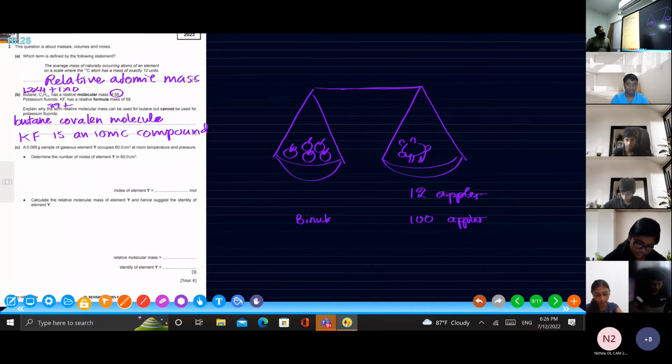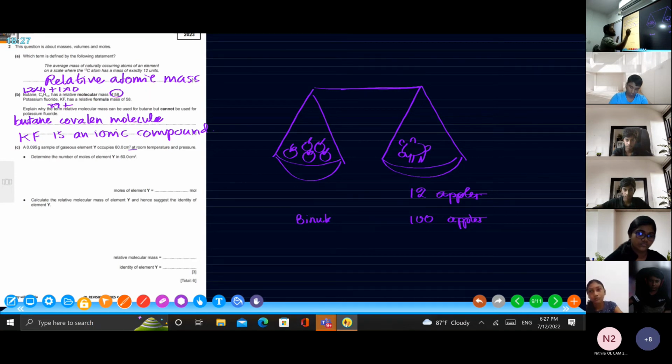Okay. Like 0.095 g sample of gaseous Y occupies 60 cm cubed at room temperature and pressure. Determine the number of moles.